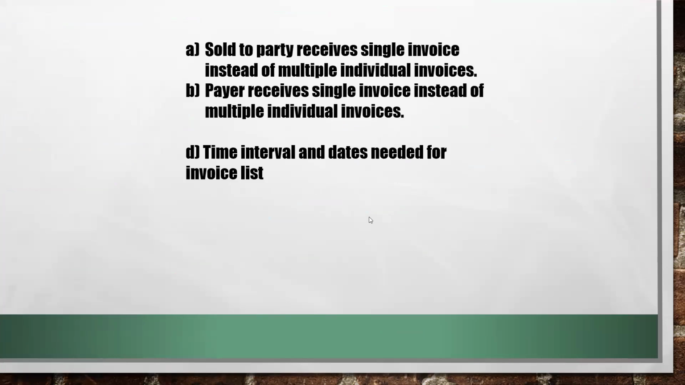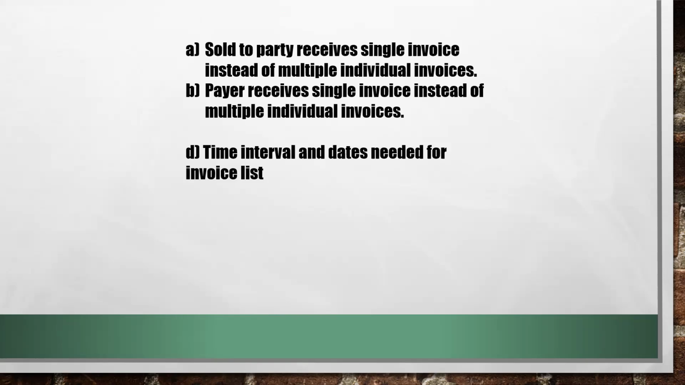Solutive party receives single invoice instead of multiple individual invoices. And this is absolutely wrong. It's always pair friendly function. So option B is correct. Pair receives single invoice. That means you have a bunch of invoices. It will be clubbed and given as single invoice.